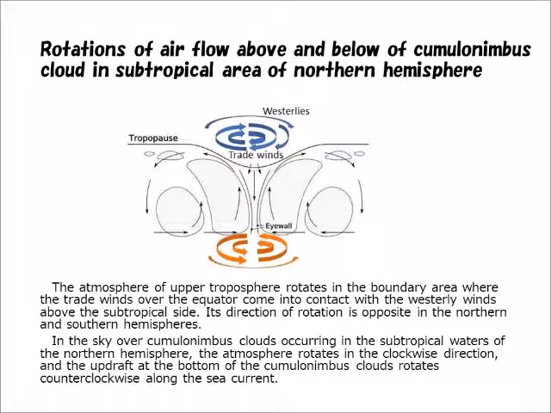The atmosphere of the upper troposphere rotates in the boundary area where the trade winds over the equator come into contact with the westerly winds above the subtropical side. Its direction of rotation is opposite in the northern and southern hemispheres. In the sky over cumulonimbus clouds occurring in the subtropical waters of the northern hemisphere, the atmosphere rotates in the clockwise direction, and the updraft at the bottom of the cumulonimbus clouds rotates counterclockwise along the sea current.